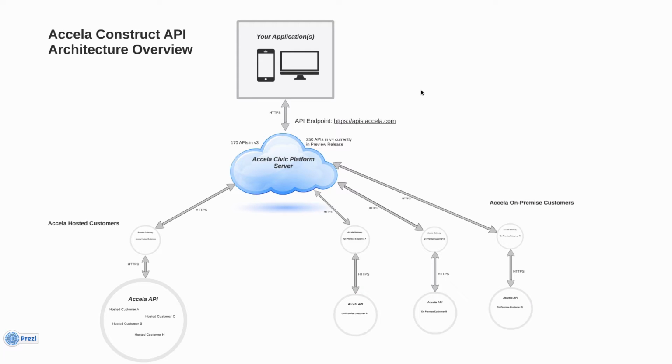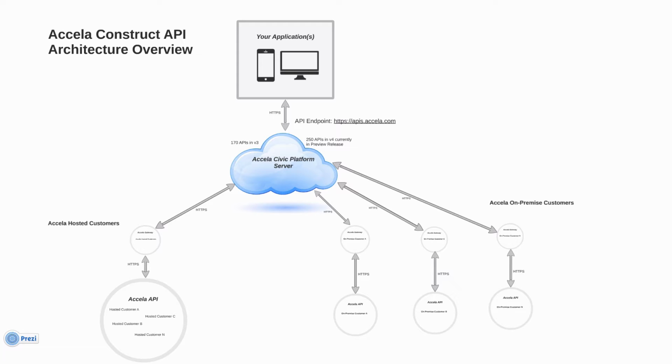Let's take a quick look at the Accela Construct API architecture and how it works. One of the very helpful aspects of developing applications with Accela is the architecture has been very well thought out. No matter which Accela agency you might be developing for, based on the way the platform is structured, you will always only hit one base URI no matter what agency you're working with.